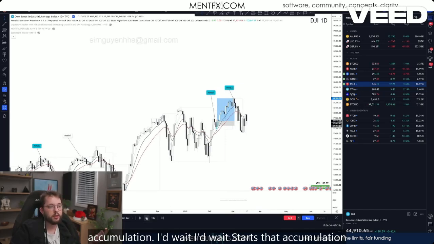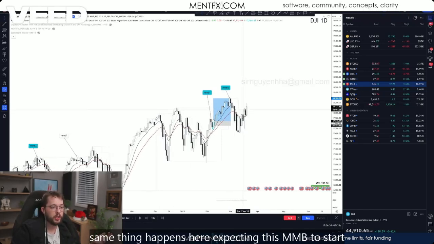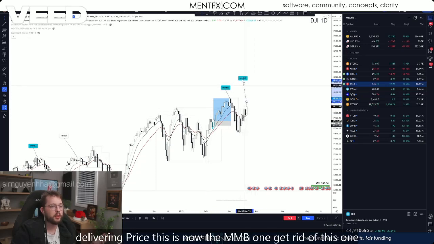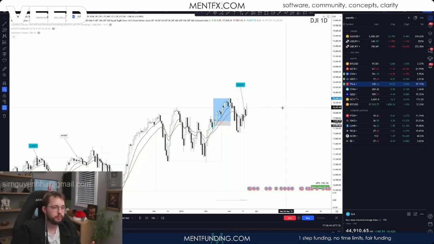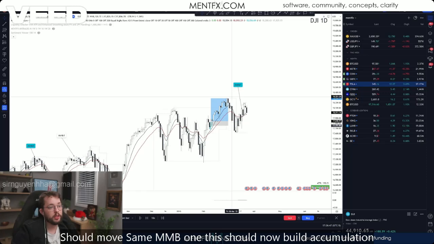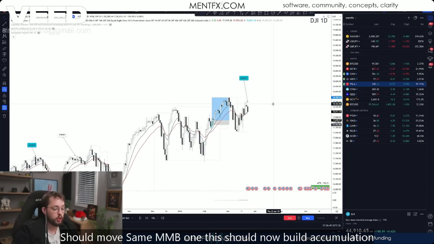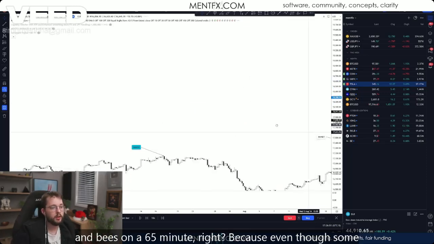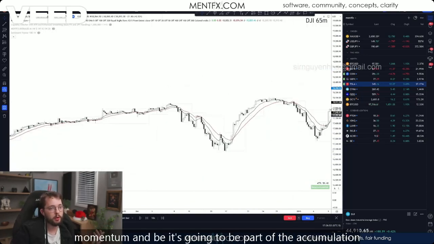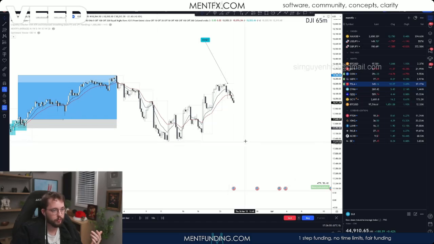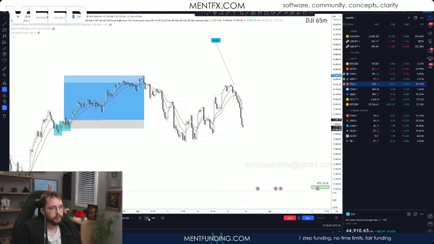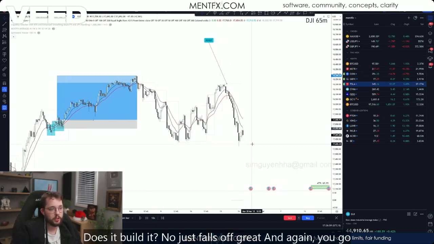I'd wait. It starts at accumulation, same thing happens here, expecting this MMB to start delivering price. This is now the MMB1, get rid of this one. Should move, same MMB1, this should now build accumulation MBs on a 65-minute, right? Because even though it's a momentum MB, it's going to be part of the accumulation MBs of a lower time frame. Does it build it? No, it just falls off.